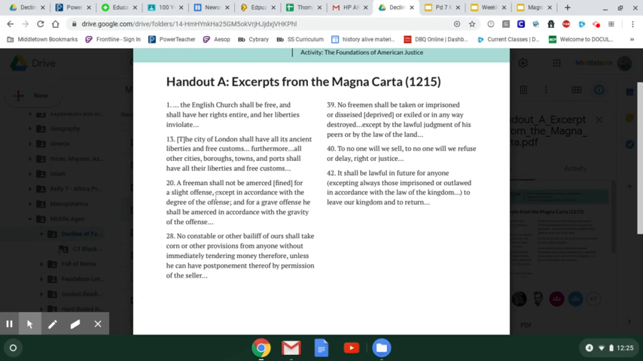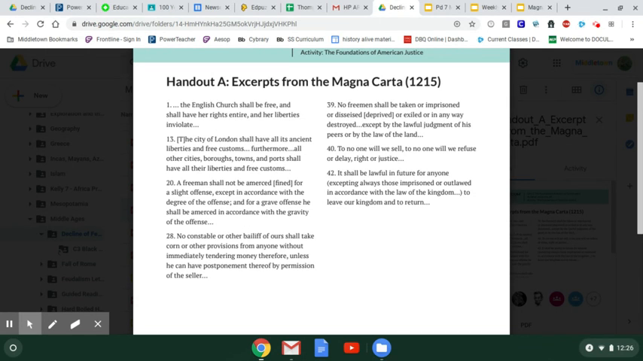All right, a free man shall not be amerced, which means fined, for any slight offense, meaning like a small crime, except in accordance with the degree of the offense. This is kind of like Hammurabi's code, if you remember. So the fine should meet the crime is a nice way I like to remember this.